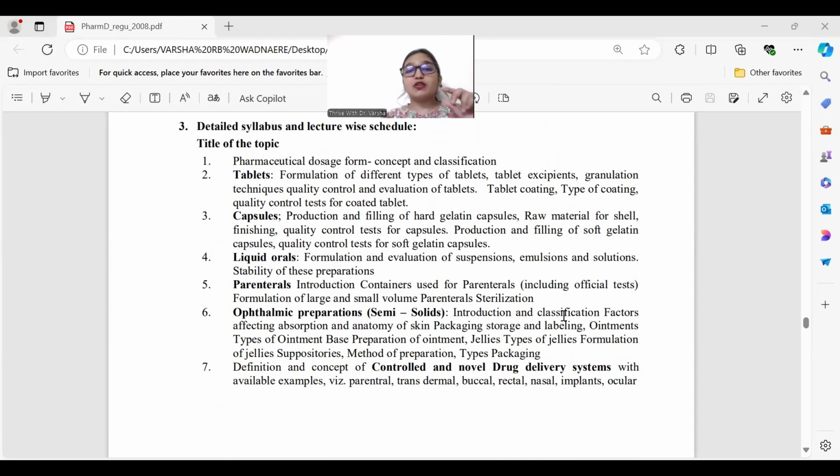Now you have done this in your first year also. The dosage form and its classification. Again you will learn that. Now you will be learning tablets, how the formulations are done for different types of tablets.